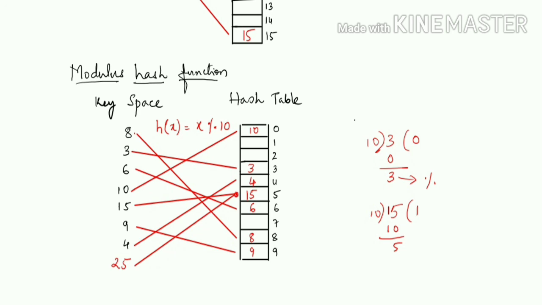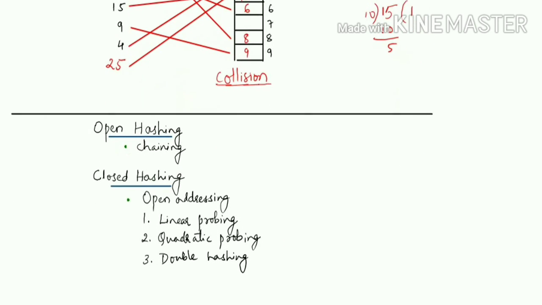So to avoid this collision we will see the methods. We have open hashing and closed hashing. In open hashing we have chaining, in closed hashing we have open addressing, and inside open addressing we again have three techniques called linear probing, quadratic probing and double hashing, and next we will see chaining.